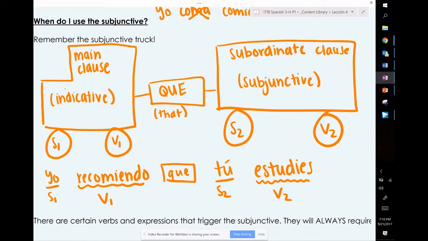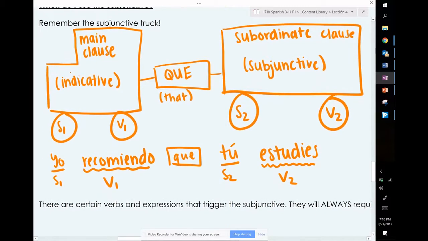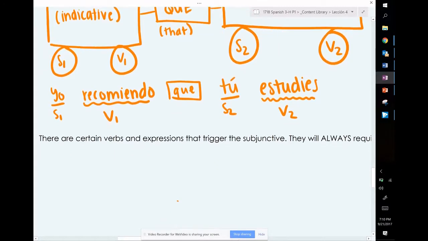But something to keep in mind is not every single verb can trigger the subjunctive in the main clause. There's only certain verbs and expressions that trigger the subjunctive. And these expressions and verbs are what I call weirdos. Okay, they are weirdo verbs and expressions. This means that they trigger the subjunctive. So anytime you have one of these verbs in the front half of your sentence, in your main clause up here, you will use the subjunctive after it.